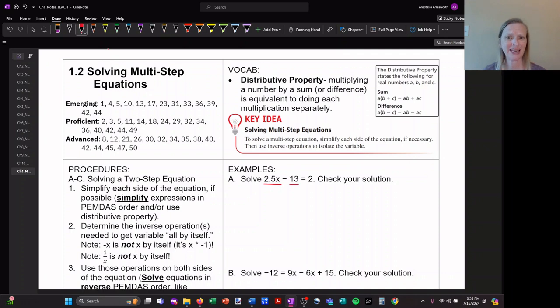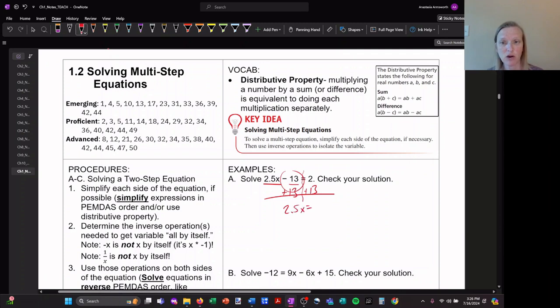So then what I'm going to do is focus on getting x by itself. And I'm going to be doing this in reverse PEMDAS order. I'm going to start with addition, subtraction, and get rid of those numbers first. So here I'm looking at that minus 13, and because that's being subtracted away, I want to get rid of that 13 first by adding 13 to both sides of the equation. And remember, the equation kind of separation line is that equal sign. So I want to add 13 on either side of the equal sign. After I do that, I'm left with 2.5x equals 15. 2 plus 13 is 15, and I just have the 2.5x on the left side.